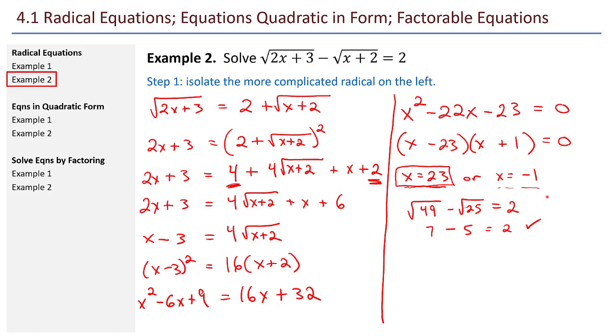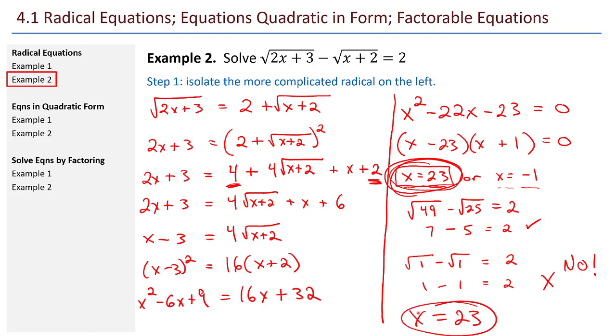Let's try x equals negative 1. So if I put in negative 1, I get the square root of 1 minus the square root of 1 equals 2. Oh, but on the left, that's just 1 minus 1 equals 2. No, that's not going to happen. So we have an extraneous solution. x equals negative 1 is our extraneous solution. So the only real solution to this problem is x equals 23. There we go.